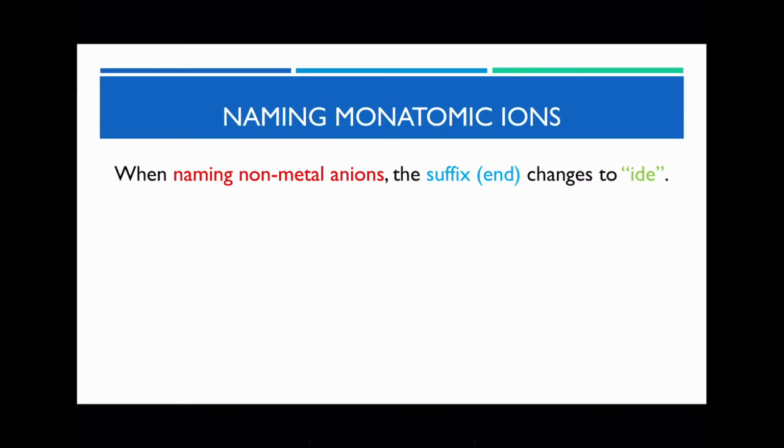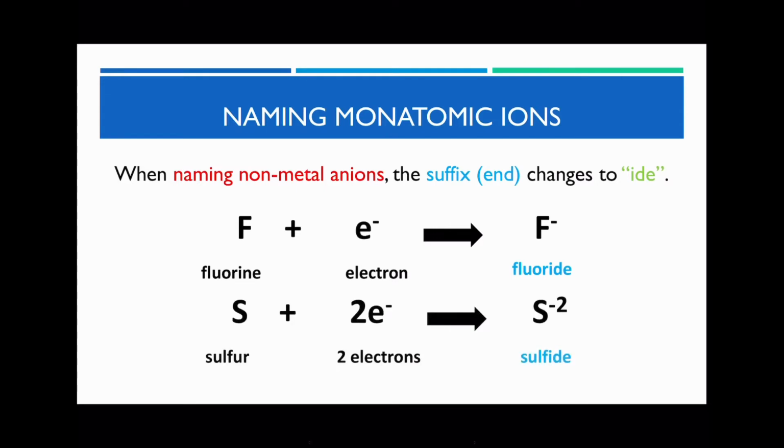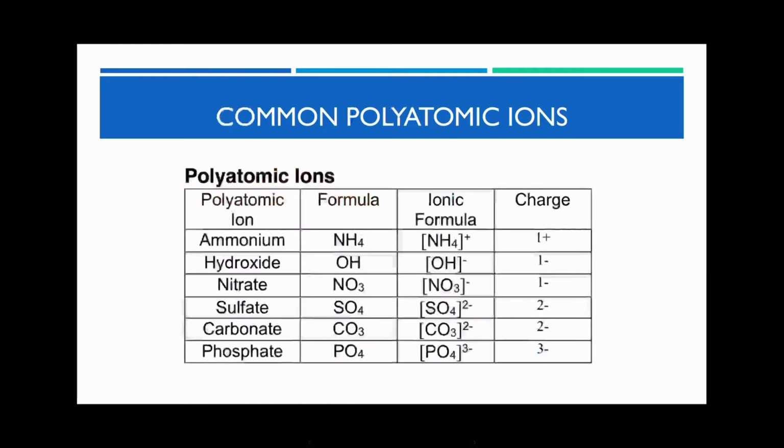When we're naming the non-metallic anions, what we do need to do is change the suffix of the actual name to the word "ide." So in these examples here, fluorine, when it does become an ion, so when it does gain an extra electron in order to become stable, it becomes fluoride. Similarly for sulfur, this part is now changed to I, so this becomes sulfide.